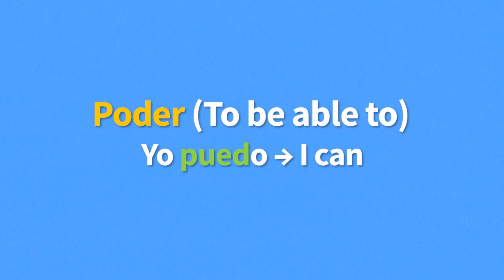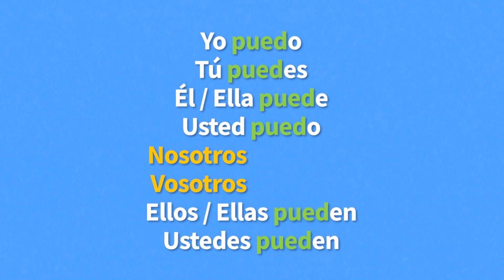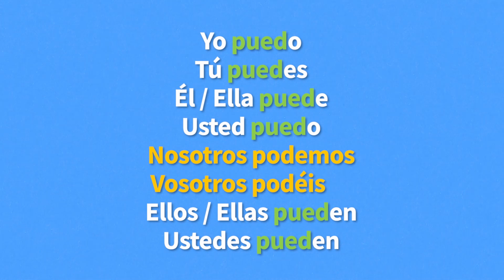The verb poder, to be able to, follows the same rules. So, I am able to is yo puedo. Can you guess what the nosotros and vosotros forms are? It would be nosotros podemos and vosotros podéis.